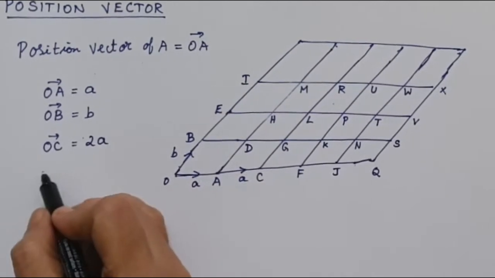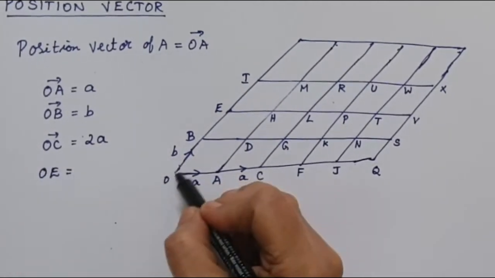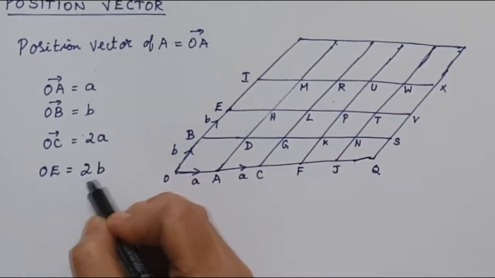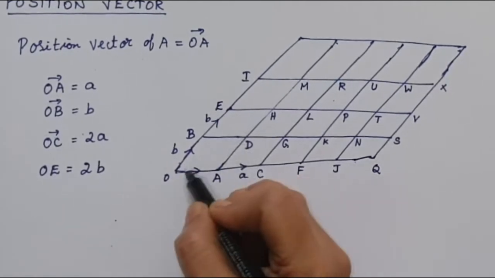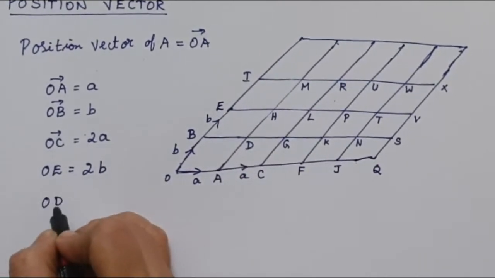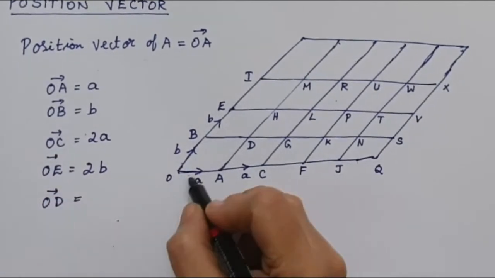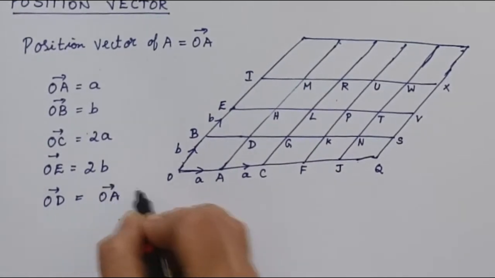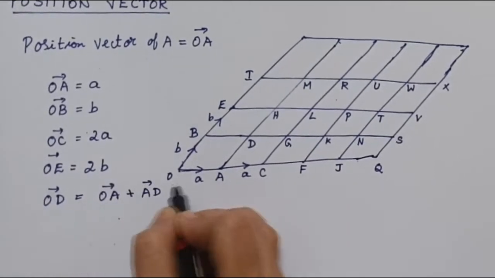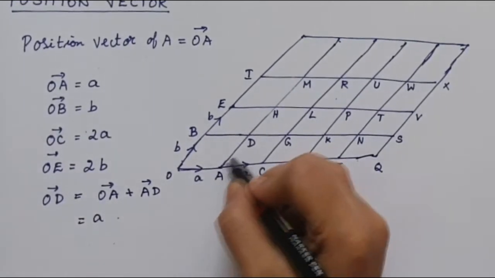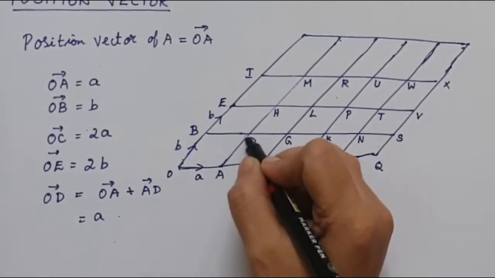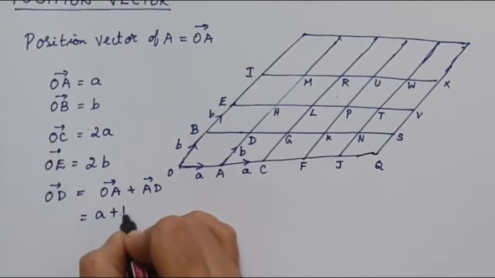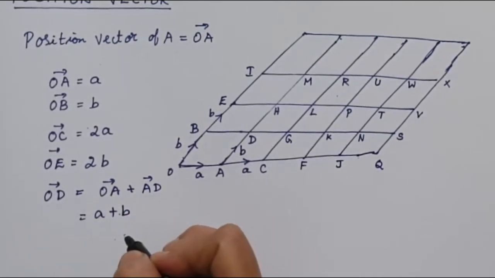In the same way, OE will be equal to, this is B, B plus this will also be B, B plus B will be equal to 2B. Suppose if you need to find OD, OD can be written as OA plus AD. OA we know it is an A and AD is parallel to this vector B and this is also of equal length. So this will also be equal to B. So that will be equal to A plus B. OD will be equal to A plus B.